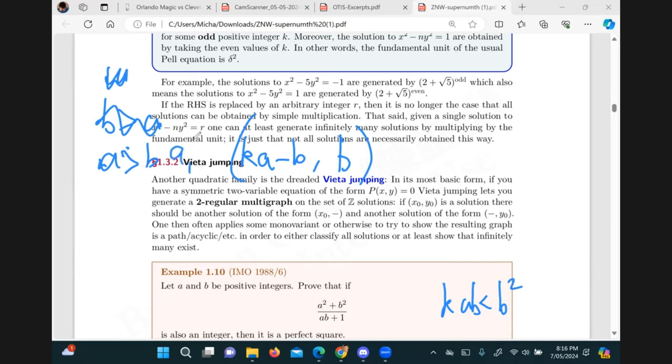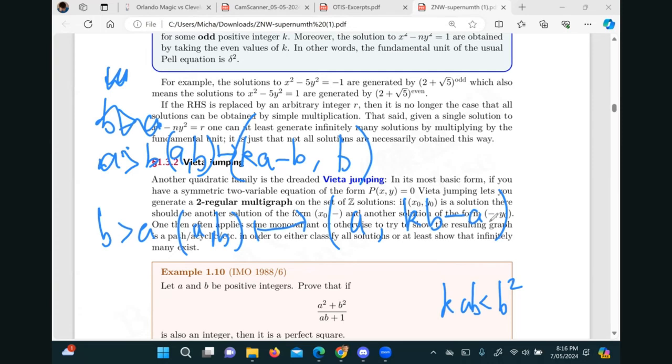So it's A comma B jumps to Ka minus like that, right? Not really all the solutions, but it's how you generate solutions. And if B is greater than A, then A comma B jumps to KB minus A. Yeah, because if you fix both, and we showed that this is positive.